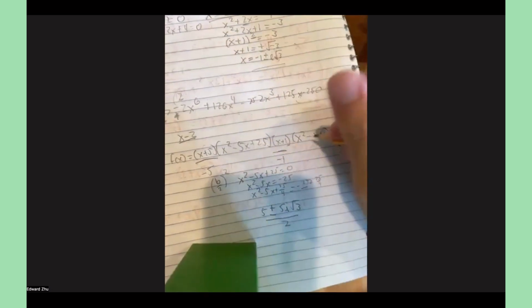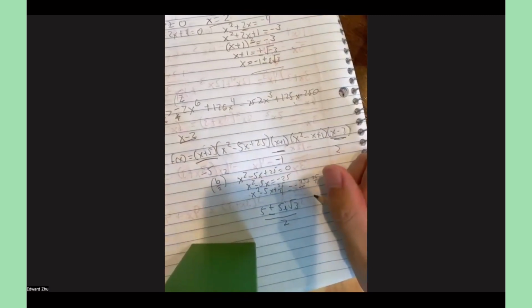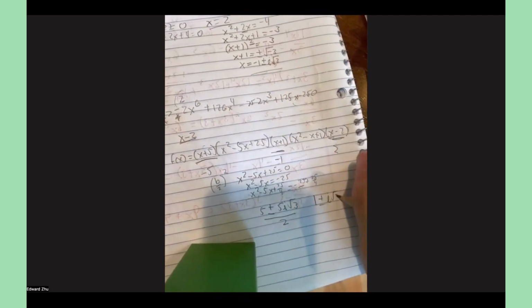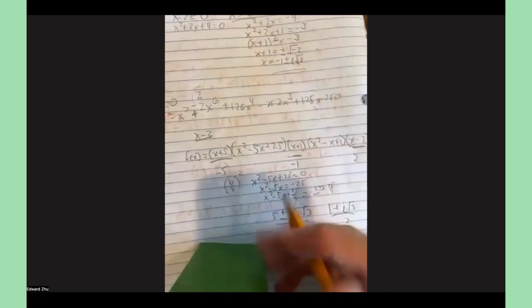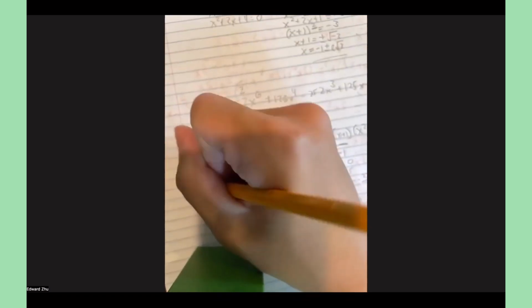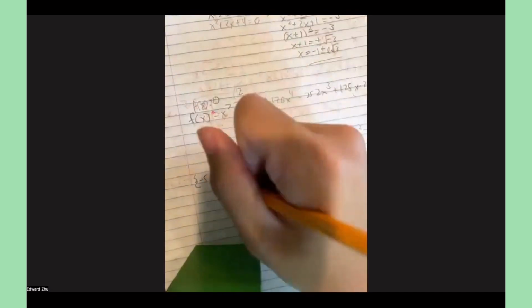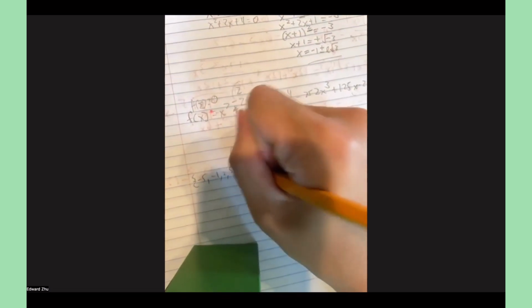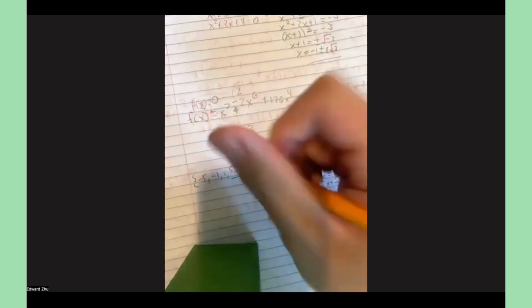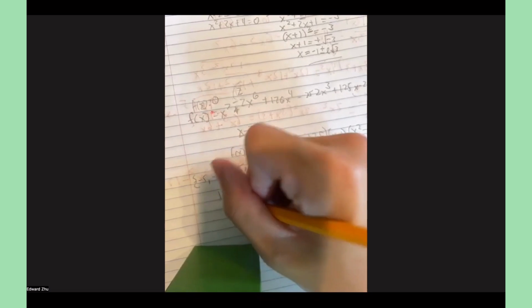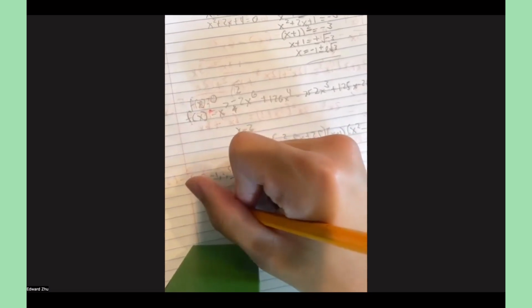And then for this one, you would get (1 ± i√3)/2. So those would be all of your zeros. Not your final answer, but all of your zeros. So once you found all your zeros, you just have to list them out: -5, -1, 2, (5 ± 5i√3)/2, and (1 ± i√3)/2.